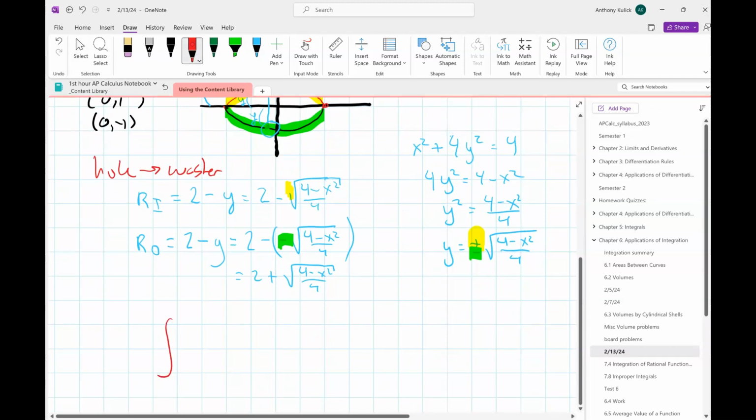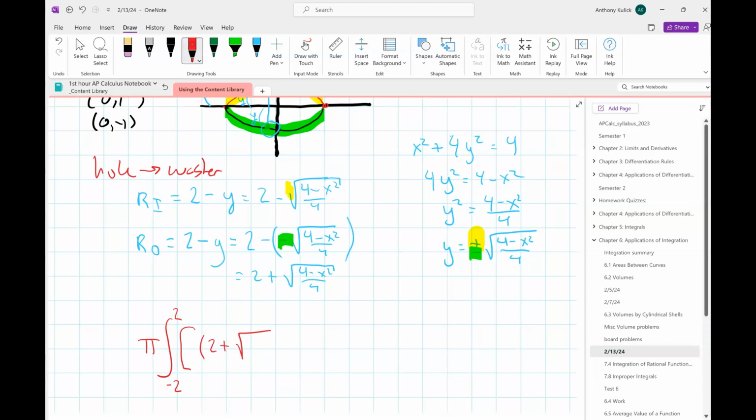All right. So we're going to integrate from what to what? Negative 2 to 2. We have pi, and then r outer squared minus r inner squared dx.